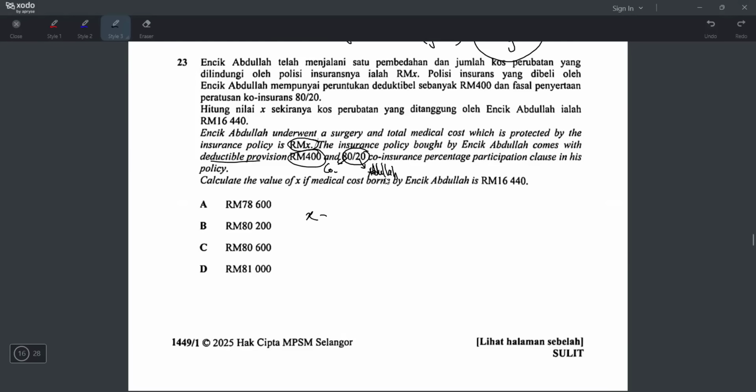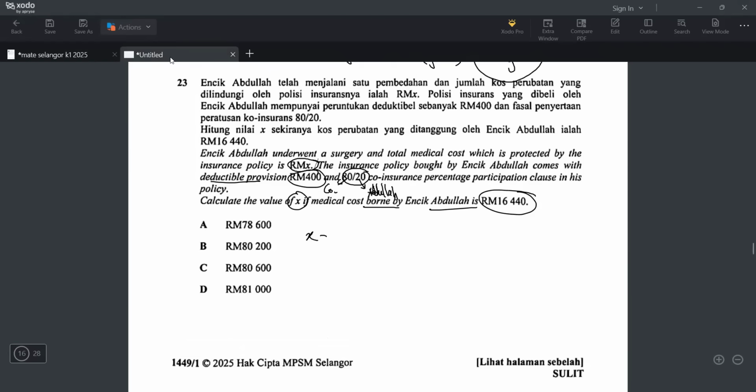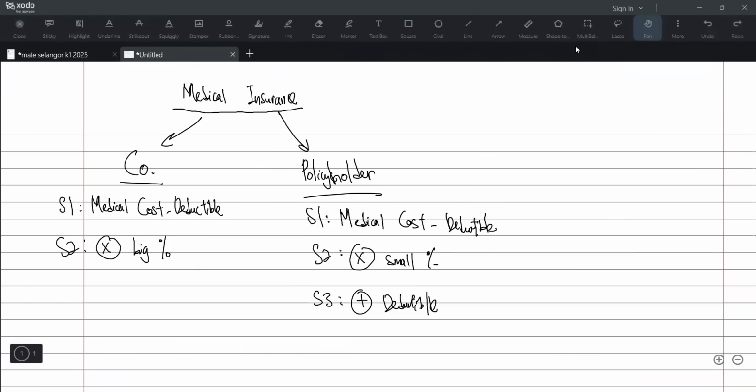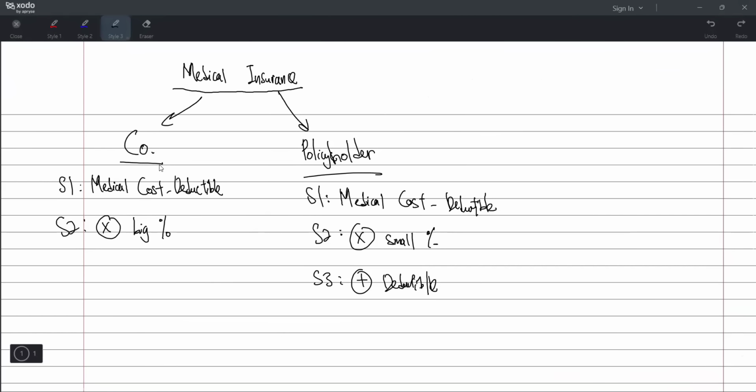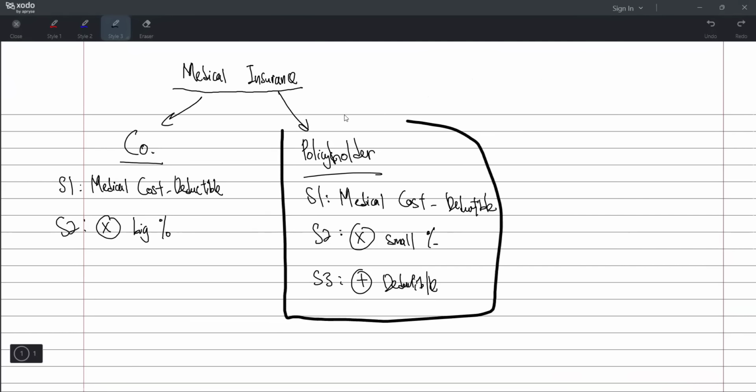Abdullah's policy has a percentage participation clause. Calculate the value of X if the medical cost borne by Abdullah is 16440. The 16440 is already the answer for medical cost borne by Abdullah. So which formula will you use? Borne by Abdullah, so you use the policyholder one, of course this one.